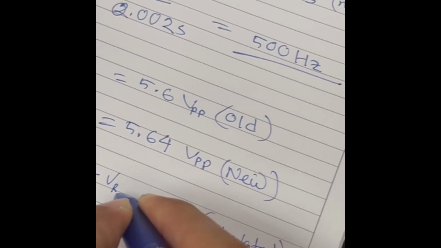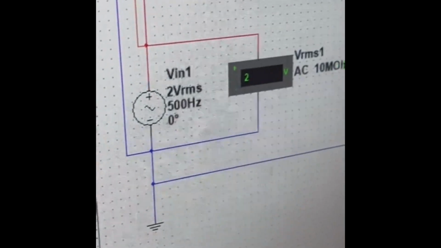Is that the one here, RMS? Is that the one right here? Yeah, as you can see, it represents the one we have right here.